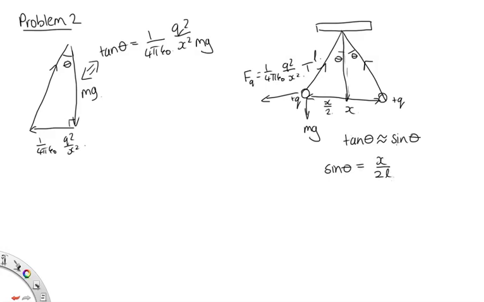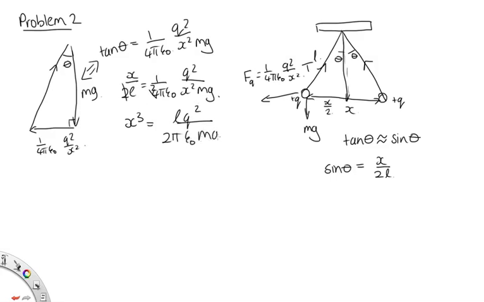And we've been told that we can approximate tan theta as approximately sine theta. So what we can do is say x over 2L is equal to 1 over 4 pi epsilon naught q squared over x squared mg. Okay, we can cancel off our factor of 2 there. And what we're trying to do is get an expression for x. So we can move the x squared up here. So we've got x cubed is equal to lq squared over 2 pi epsilon naught mg.